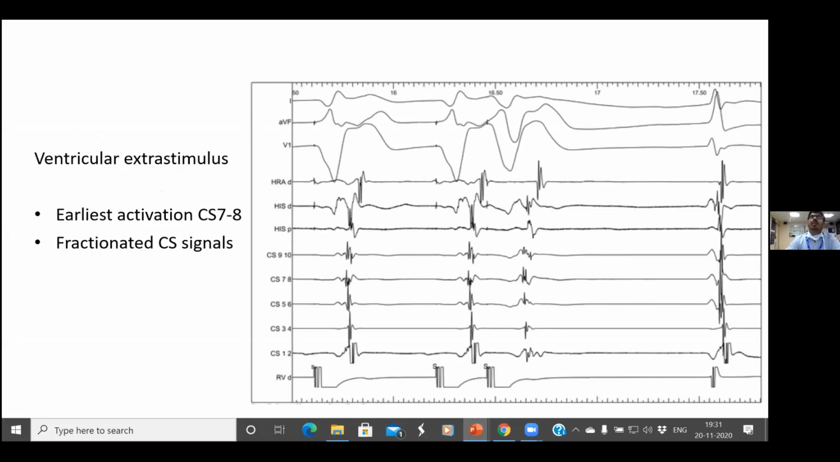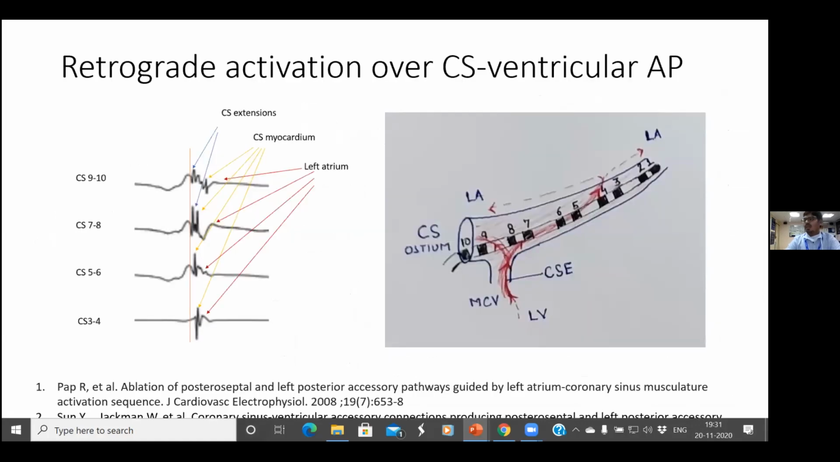So after this, we have given a ventricular extra stimulus. Here we can see the earliest atrial activation is seen in CS78, and these signals are fractionated. So whenever one is suspecting a postseptal accessory pathway or left posterior pathway, it is very useful to look at the retrograde atrial activation sequence, because the regular accessory pathway activates the left atrium first. The impulse will go from the ventricle through the accessory pathway to the atrium first, and it will activate the coronary sinus later on. While in the cases of CS ventricular accessory pathway, the impulse will first activate the coronary sinus, and then it will activate the left atrium.